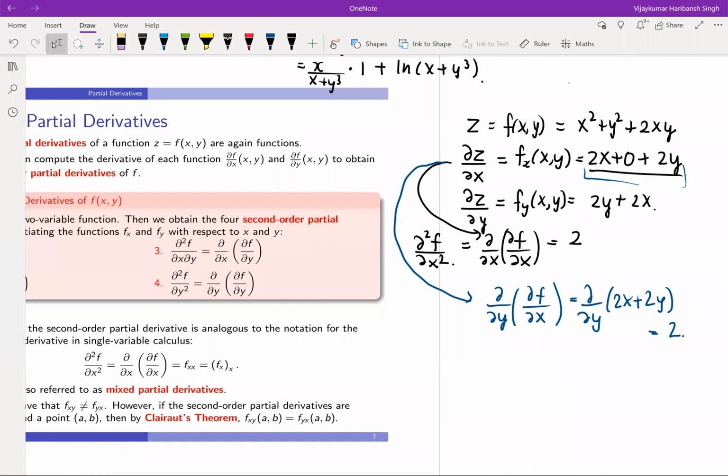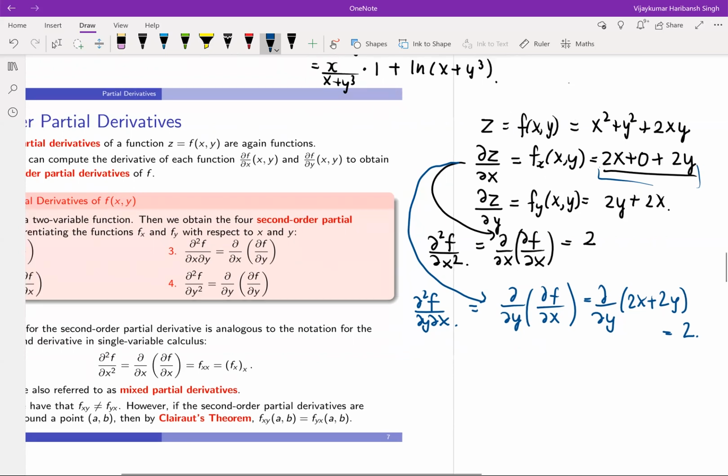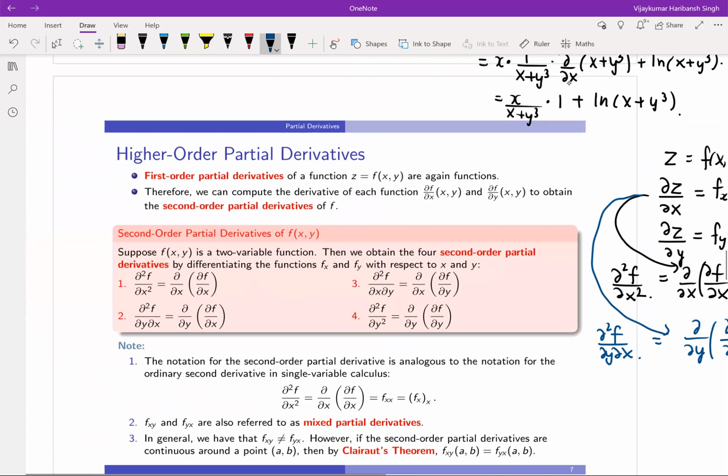And this can be written as y dou x, right? So this is how we can define the second order partial derivative. So in this case, you see, if f is a function of two variables, x and y, then we obtain 4 partial derivatives.